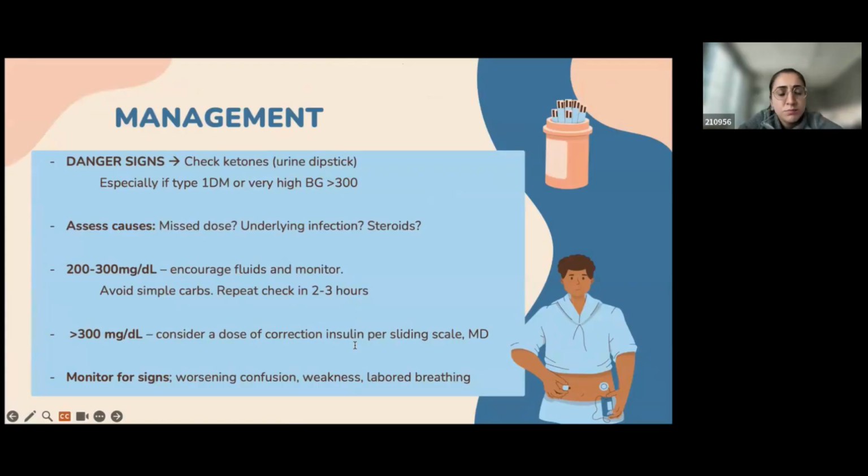If the blood sugar is below the 300 range, you want to try to encourage fluids, water specifically, as much as possible, avoid simple carbs, and repeat a blood sugar check in a couple hours. If the blood sugar is above 300, then you want to consider a dose of sliding scale.